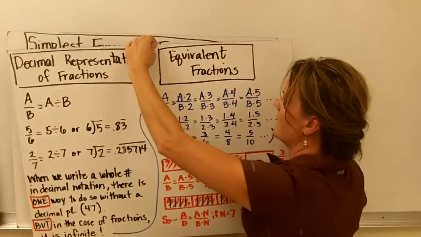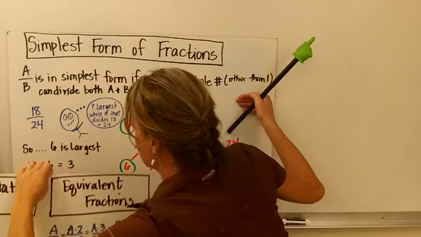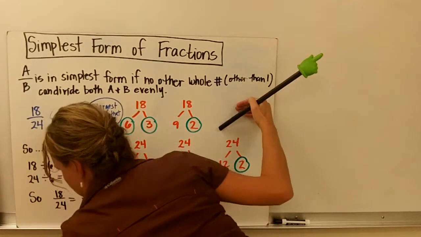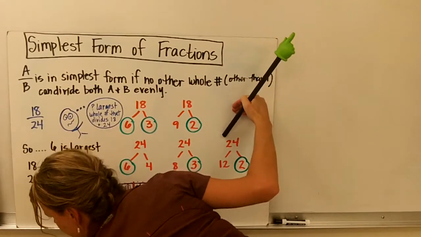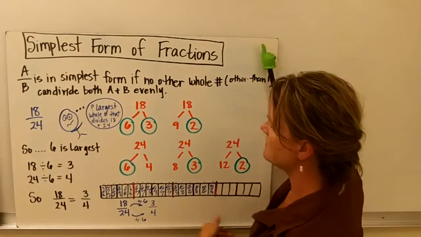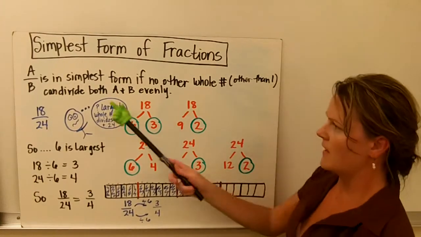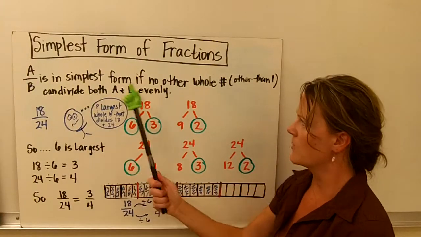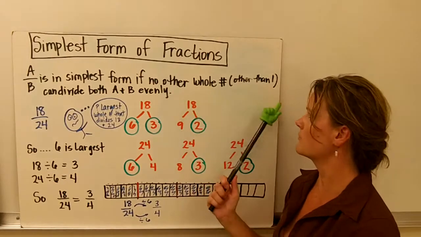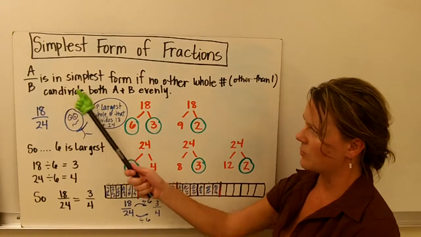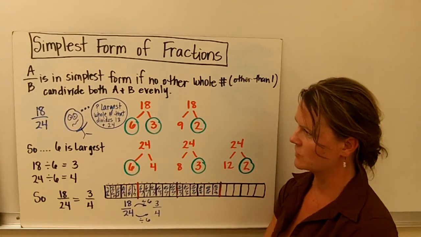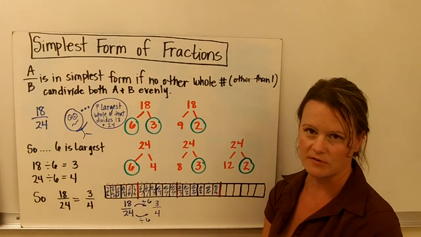All right, next and lastly, we're going to talk about writing fractions in simplest form. And to do that, let's just remember that a over b is in simplest form if no other whole number, of course other than 1, can divide both a and b evenly. So we're going to use 18/24 as our example.